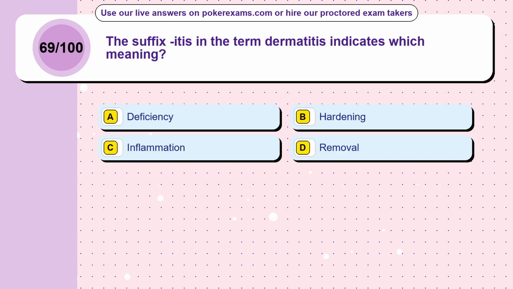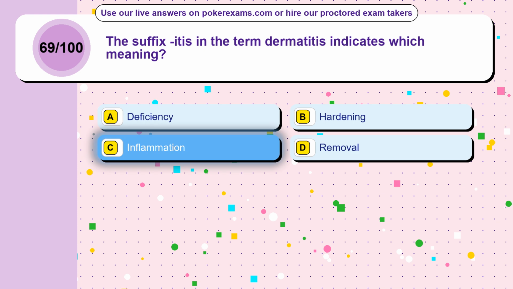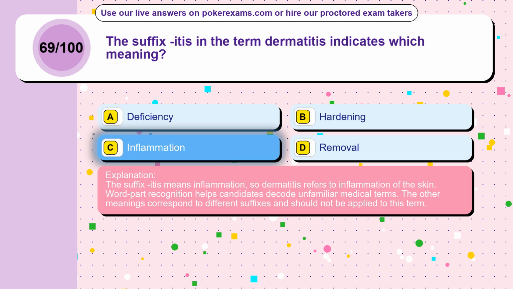Question 69. The suffix itis in the term dermatitis indicates which meaning? Option A. Deficiency. Option B. Hardening. Option C. Inflammation. Option D. Removal. The correct answer is option C. Inflammation. The suffix itis means inflammation, so dermatitis refers to inflammation of the skin. Word part recognition helps candidates decode unfamiliar medical terms. The other meanings correspond to different suffixes and should not be applied to this term.